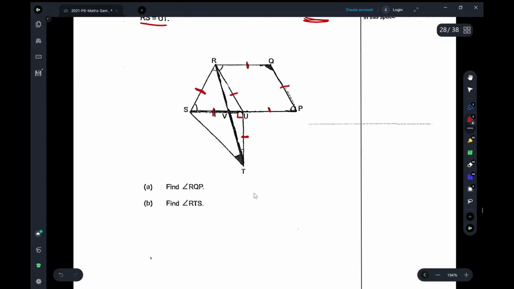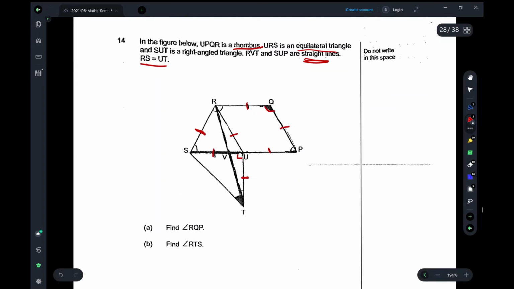Okay, they want us to find RQP, which is this, and RTS, which is this part only. So we must be careful, because to find UTS, that's easy, because it's an isosceles triangle. 180 minus 90 divided by 2, you'll get UTS, but they're asking for RTS, a much smaller one. Okay, so what are the angles that we can already label? One of them is this. Because it's an equilateral triangle, all angles are 60. This part here is 60, so you must be very mindful of the labeling of angles. You cannot go overboard. Cannot be too little as well.